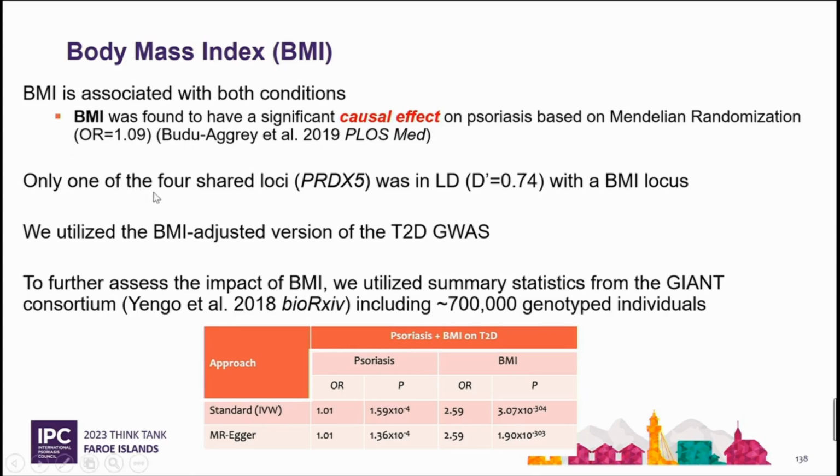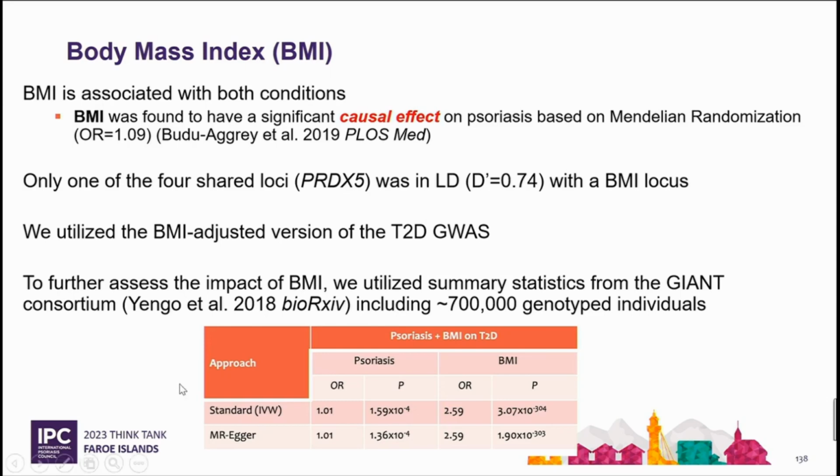Okay, so first we look into the 4 shared loci. Only one of them is actually a BMI locus, and it only mildly has linkage disequilibrium with the signal that we identified, and the direction is actually the opposite. Okay, so this indicates the 4 loci that we identified are indeed BMI independent. And then we also look into a BMI-adjusted type 2 diabetes GWAS when we conducted our association, okay. And finally, we also take into account the BMI GWAS signals in our causal relationship association.